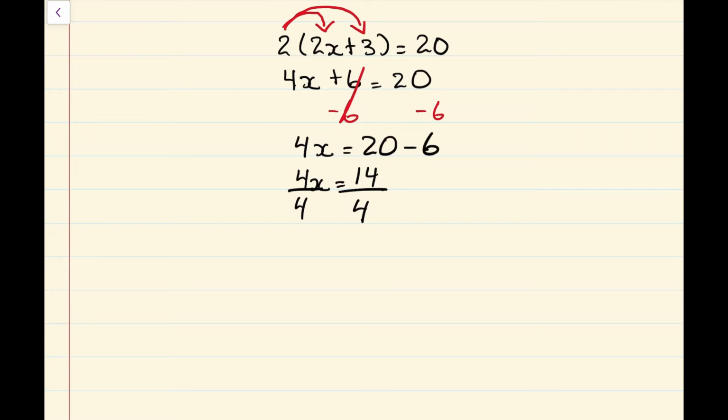Because we know that 4 divided by 4 is just 1, and 1x is just x. So then we would have x, okay? And so x would be equal to 14 over 4. And let's just simplify that by using 2. 2 into 4 goes 2 times, and 2 into 14 goes 7 times. And so basically, that would be how to solve that question. So let's move on to the next question.